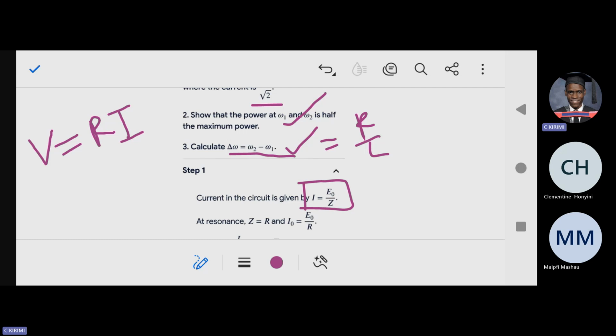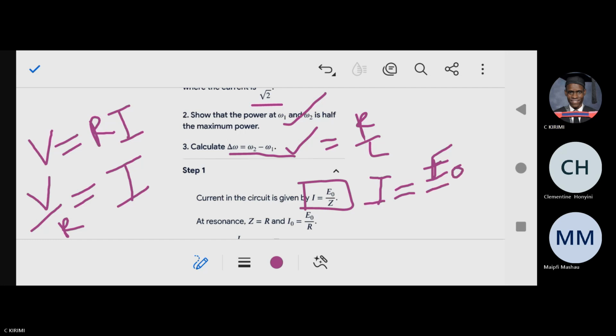So if you want I from your metric mathematics, I is equal to the voltage over the what? The resistance, isn't it? Which is the same here. The current, which I'm looking for, is equal to the voltage, which means the EMF, the supply of the battery, which is E naught, over the resistance.